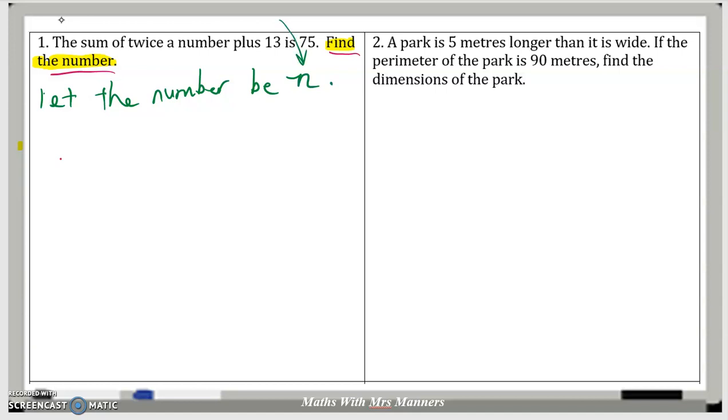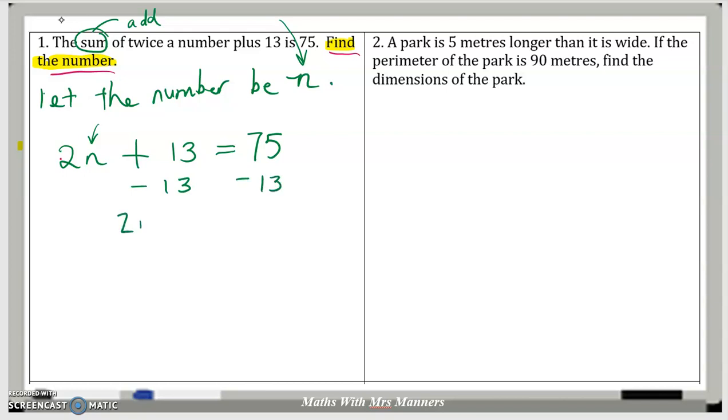Now it says the sum of twice a number. Well, twice something means to double it or multiply by 2. So I'm going to write that as 2n. And this word sum in mathematics means to add. So the sum of twice a number and 13 will be equal to 75. Find the number. So this is a fairly straightforward question. All I have to do is find n. So I'm going to solve this equation first by subtracting 13 from both sides. So that gives me 62, and then I will divide by 2, and that will give me 31.